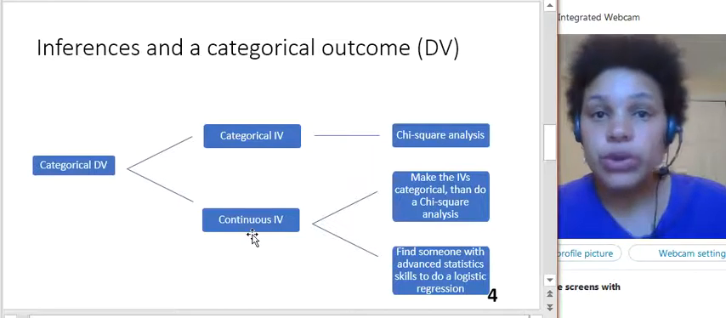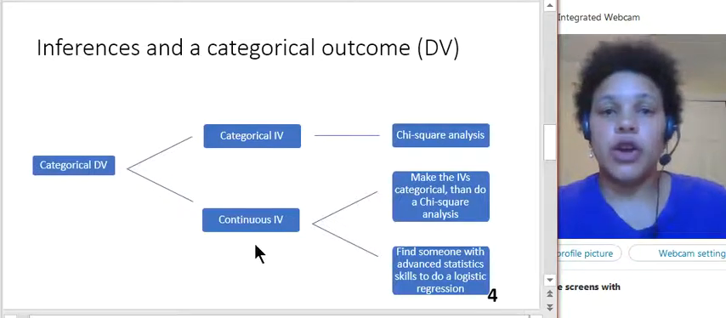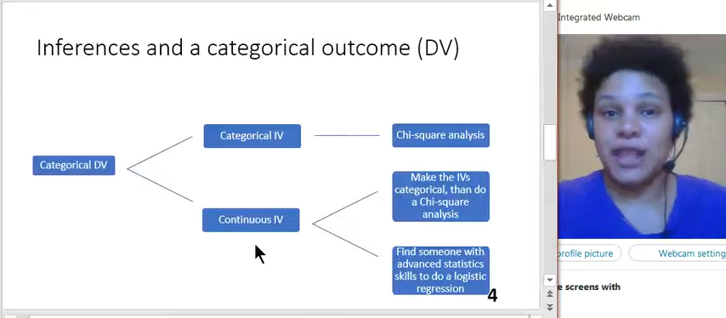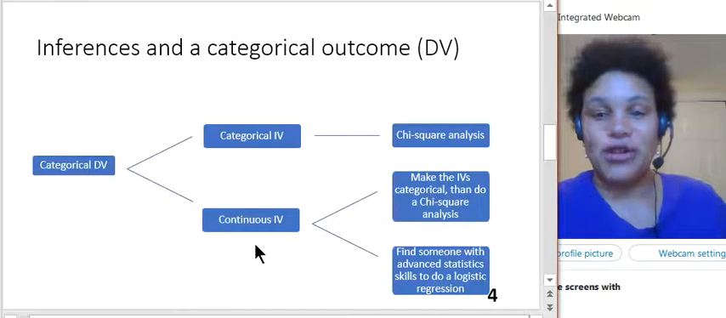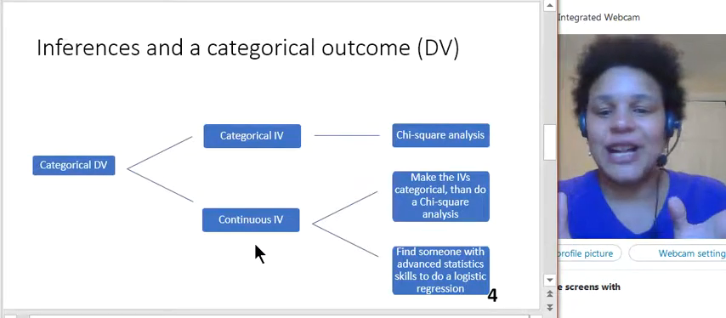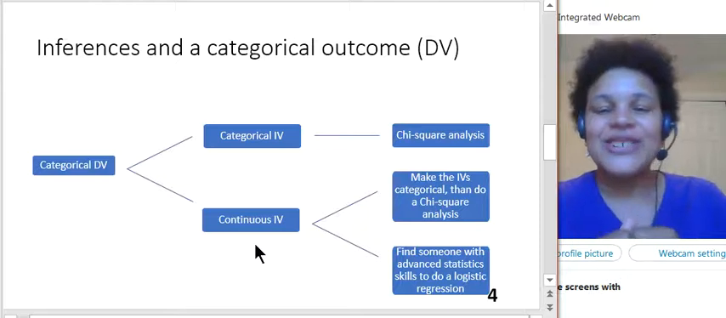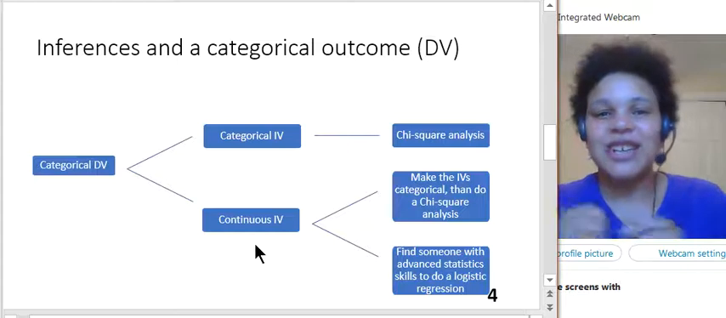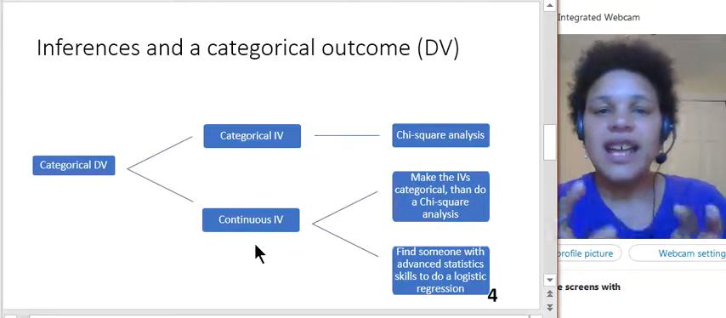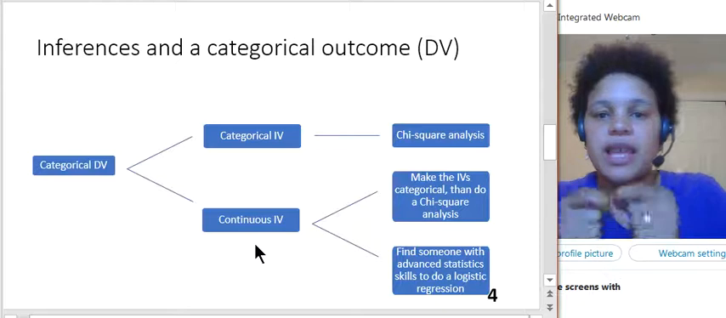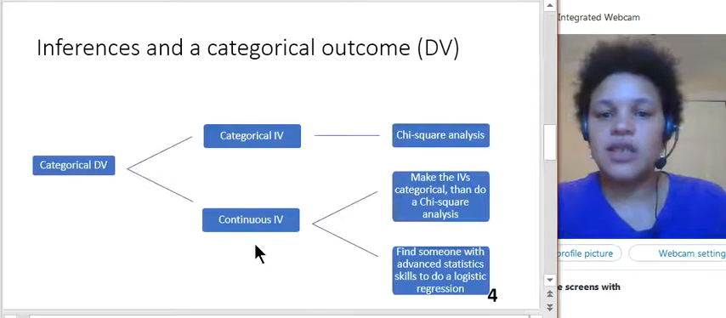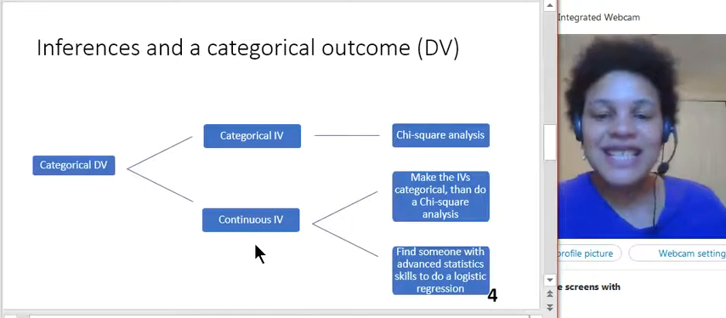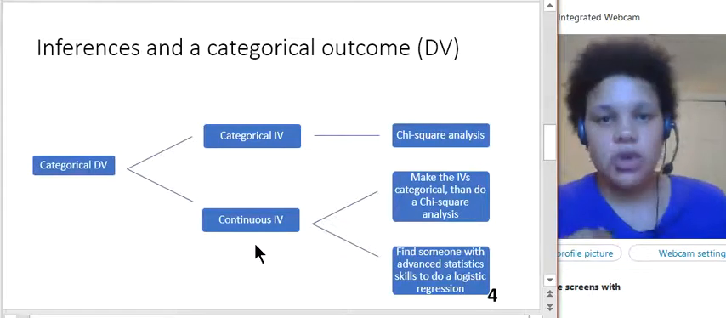So I could do, like, are they age five or less, or age six or more? Divide the kids I'm looking at into two groups, right? The kids up to age 5 and the kids who are 6 or older. And so I've taken age, which is a continuous variable, and made it into groups. Okay, and then I can just do a chi-square analysis. Boom. Or I can find someone with advanced statistics skills to do what's called a logistic regression.